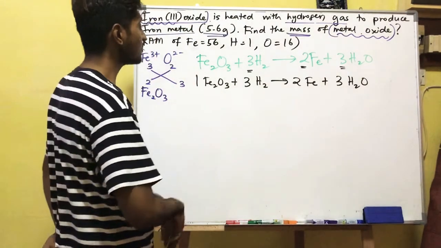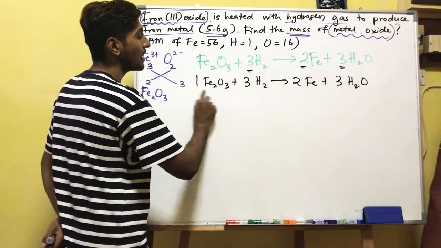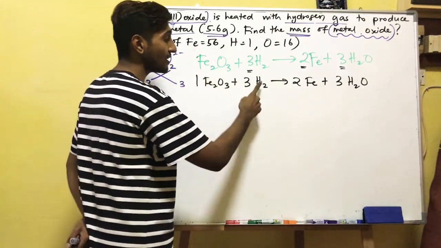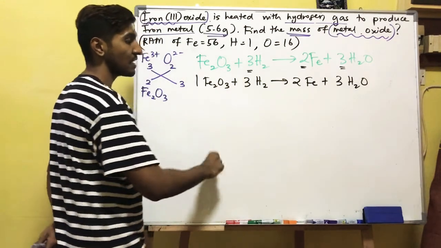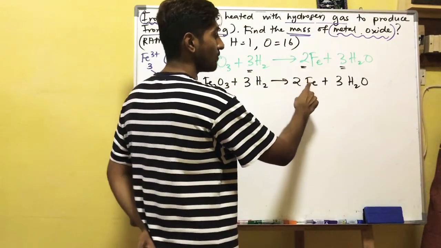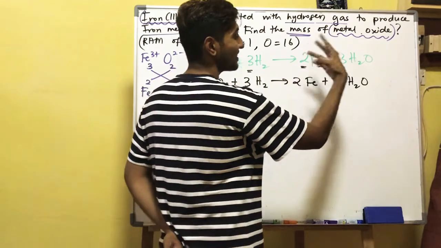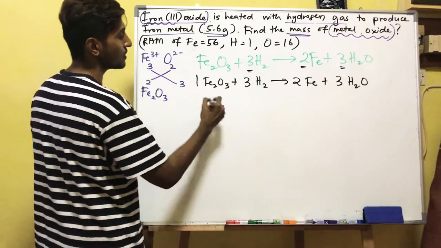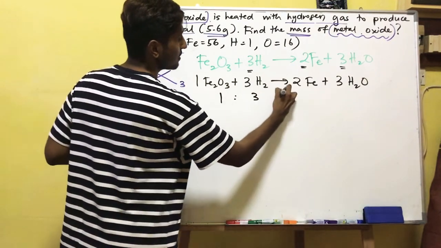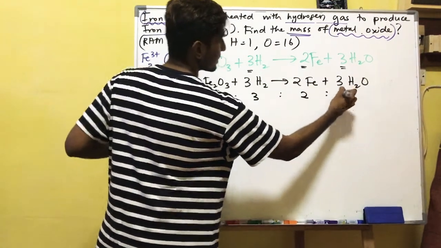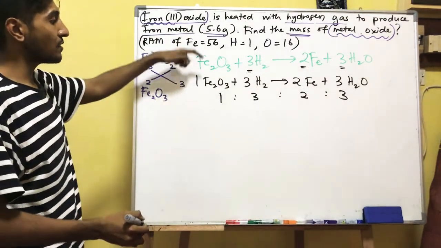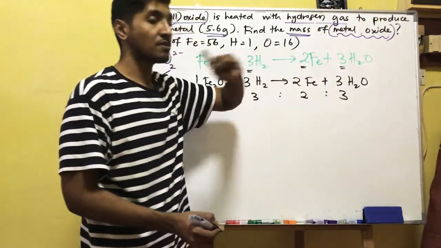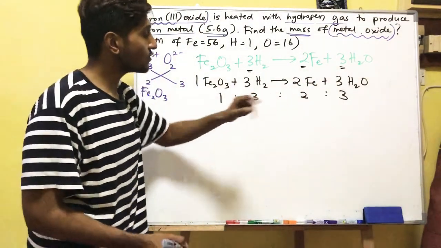I repeat in English, if I have one ferrum 3 oxide compound, I would have to react it with 3 molecules of hydrogen gas to produce 2 atoms of ferrum and 3 molecules of water. Okay, meaning that the ratio is 1 to 3 to 2 to 3. Right? So the ratio is 1 of these reacts with 3 of these, producing 2 of this and producing 3 of this, right? So this is the ratio.